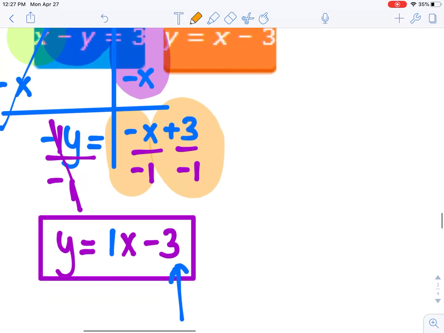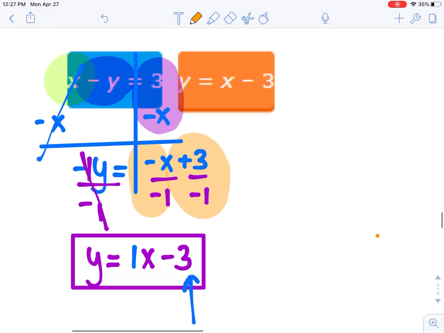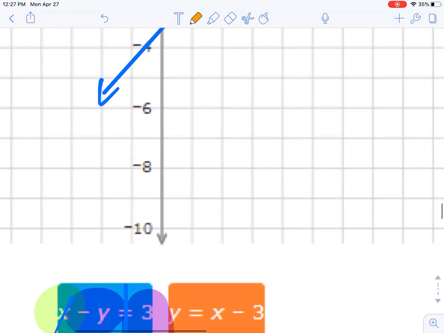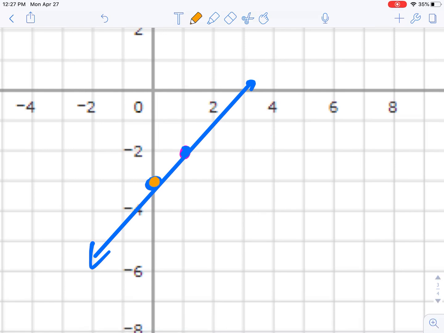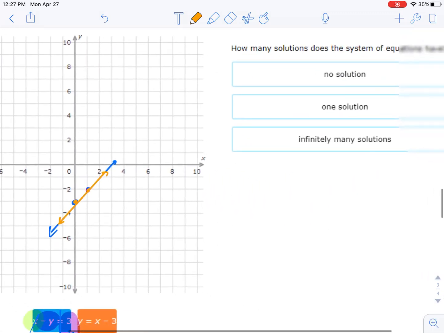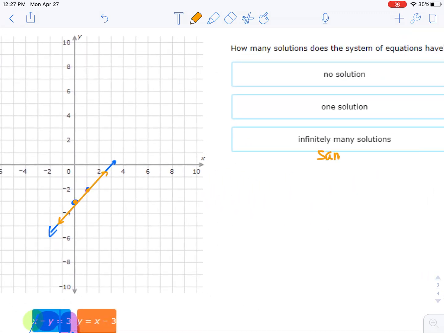Looking at our next equation, do you notice anything about the two equations? Those two equations are exactly the same. They both have a slope of 1 and a y-intercept of -3. That means they are the same line. And when they're the same line, that means they have infinitely many solutions because they have infinitely many points in common.